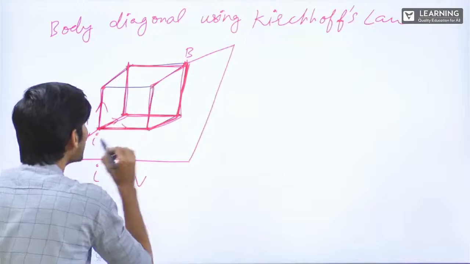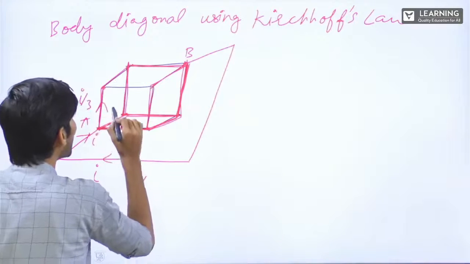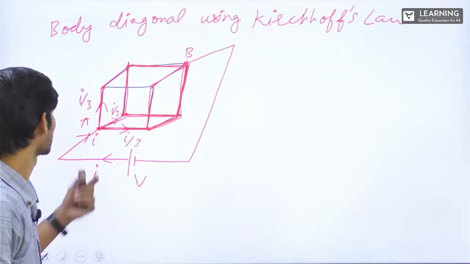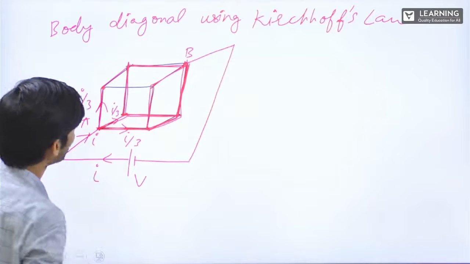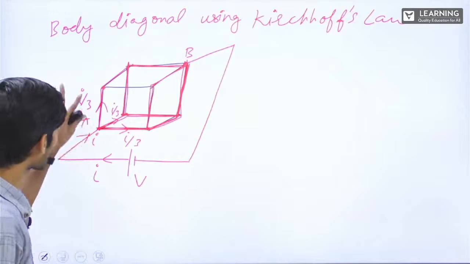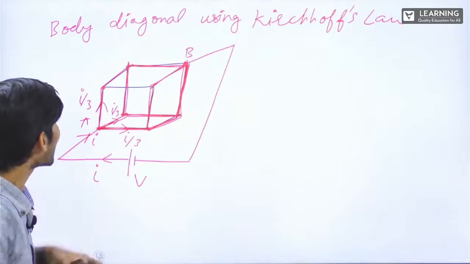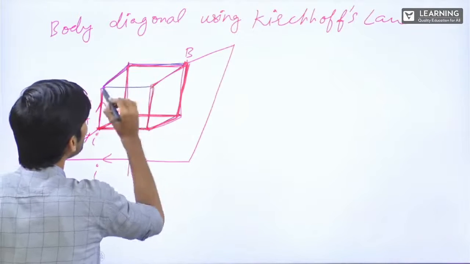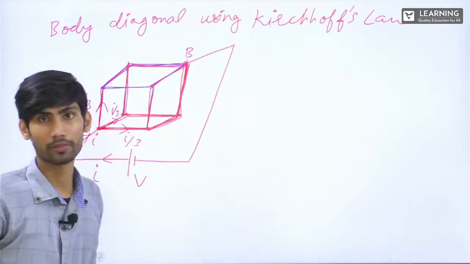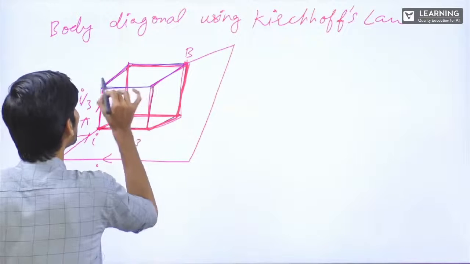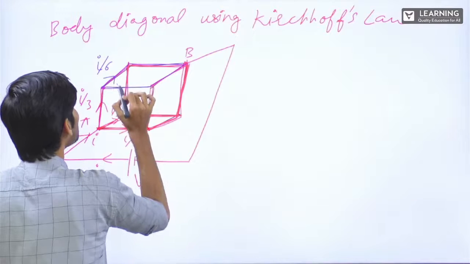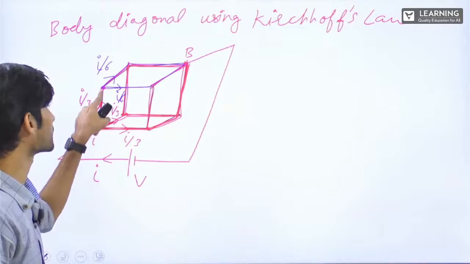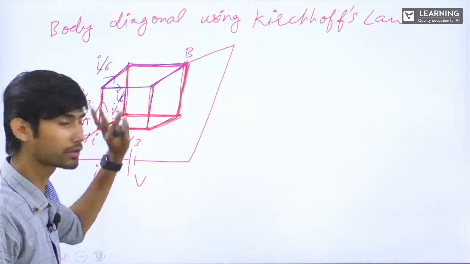So current distributing equally, I was there, it will be I by 3, I by 3 and I by 3. Clear? I'll make it neat. If I make neat, then black will also be erased. Okay, see, I by 3, I by 3, I by 3. After reaching here, as I told, I have 2 different paths. I can go like this also, I can go like this also. But both paths are same for me. So current will again divide equally. Here, this will be I by 6, this will be I by 6. Getting the point? Current I by 3 is there, standing here, thinking what to do. Both are equal paths, it will divide equally.